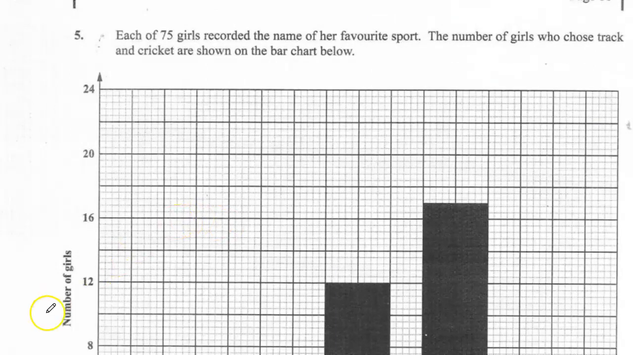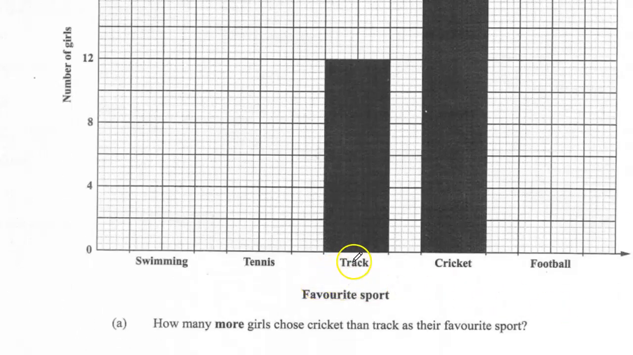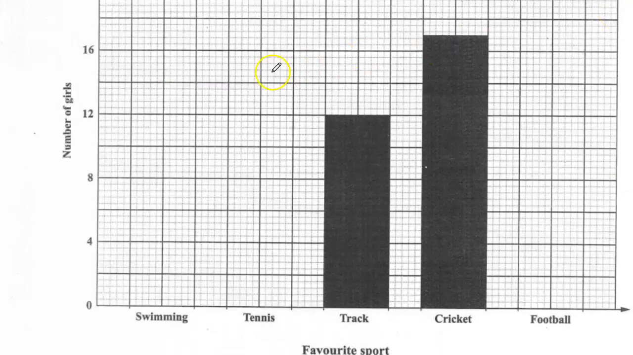Question 5. Each of 75 girls recorded the name of her favorite sport. The number of girls who chose track and cricket are shown on the bar chart below. So let me check out the bar chart. Let's make an observation for track: 12 girls chose track. And for cricket, 16 girls.